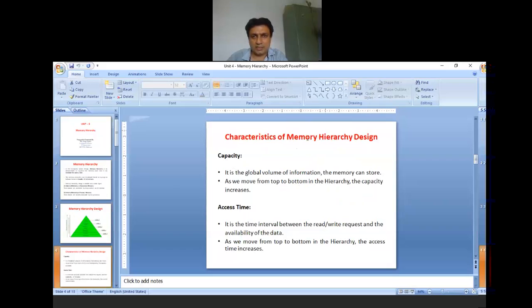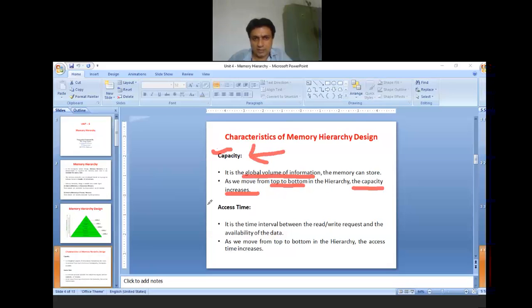So the next topic is characteristics of memory hierarchy design. There are some characteristics of memory hierarchy. First is capacity, so remember the previous slide diagram. It is the global volume of information the memory can store. As we move from top to bottom in the hierarchy, the capacity increases. So the register has the smallest memory, and the magnetic tape has the highest capacity. So an important characteristic is capacity.